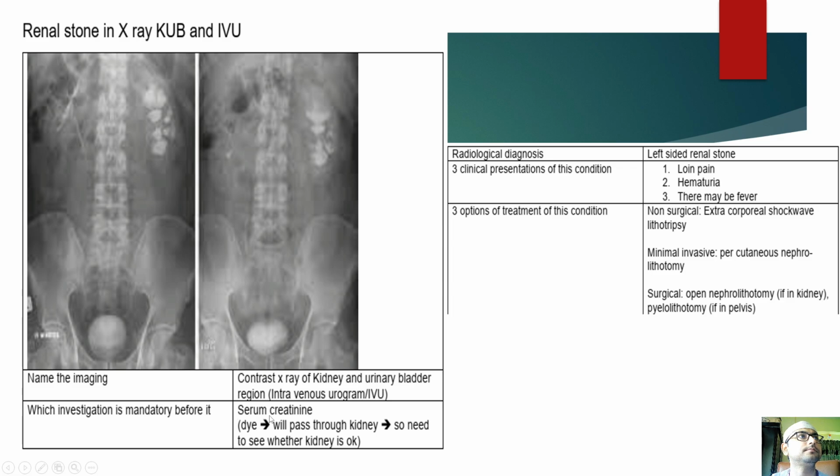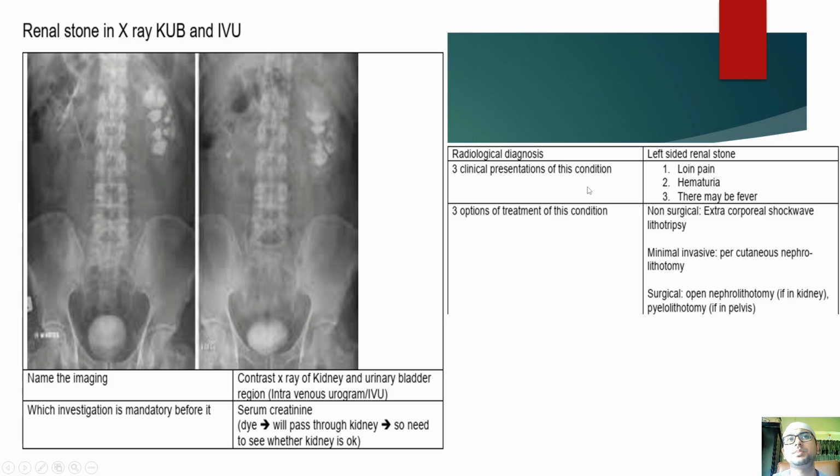Here, the dye will pass through the kidney. That means the kidney excretory function is good. But if we give dye and the dye cannot pass through the kidney, in that case, the viability of this side... you can see there is no dye passed. All the dye passes through the left side, but on the right side there is no dye passed from the kidney to the bladder. That's why viability is, I think, no more. So nephrectomy is needed.